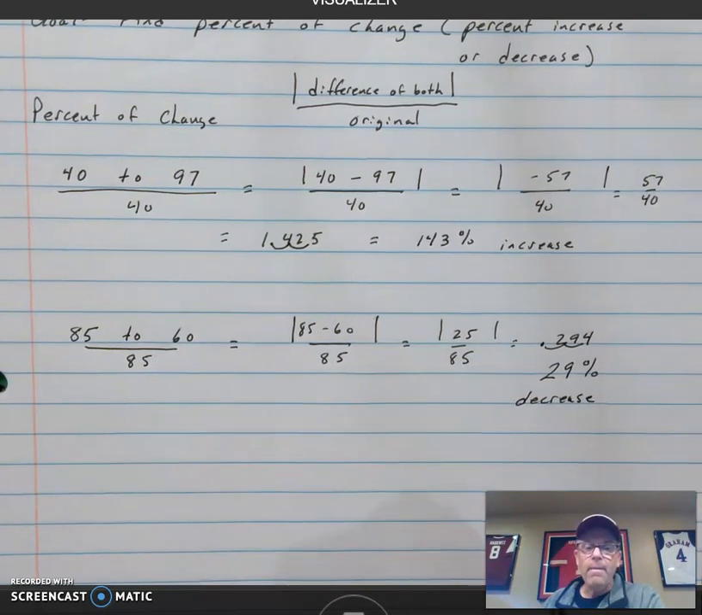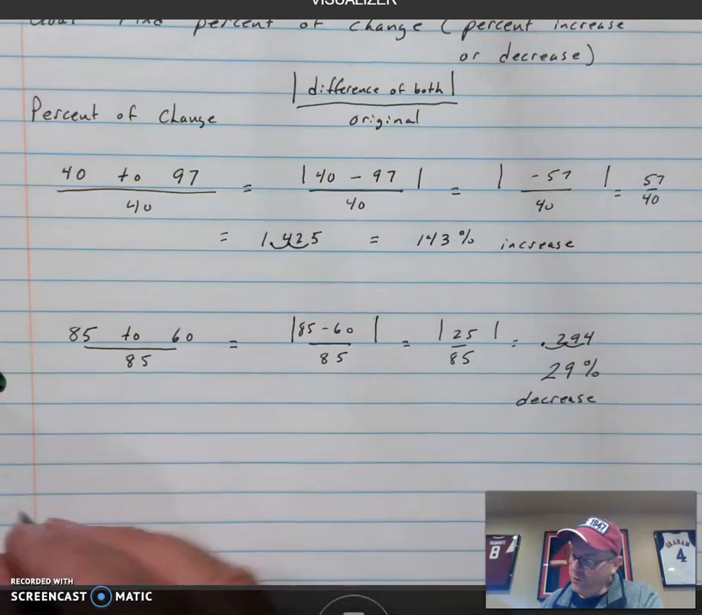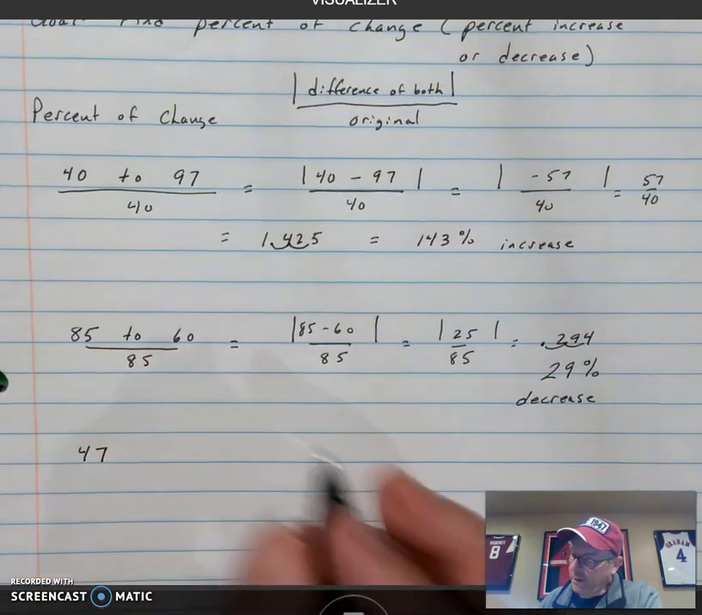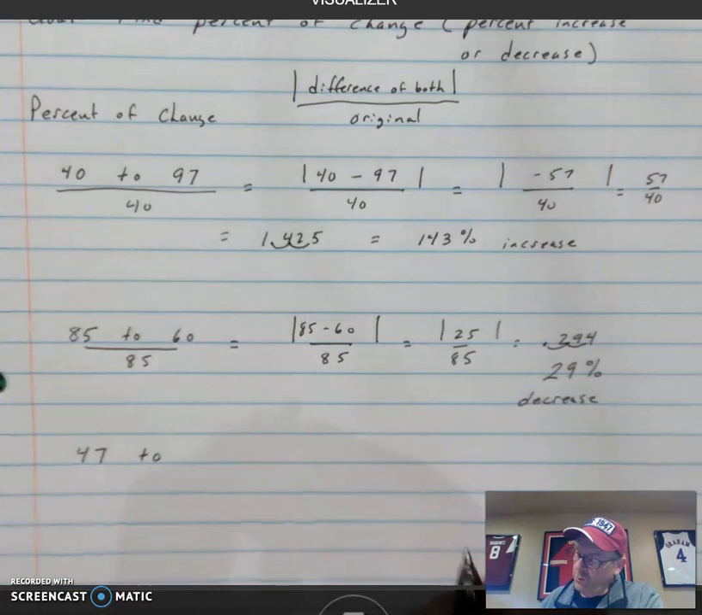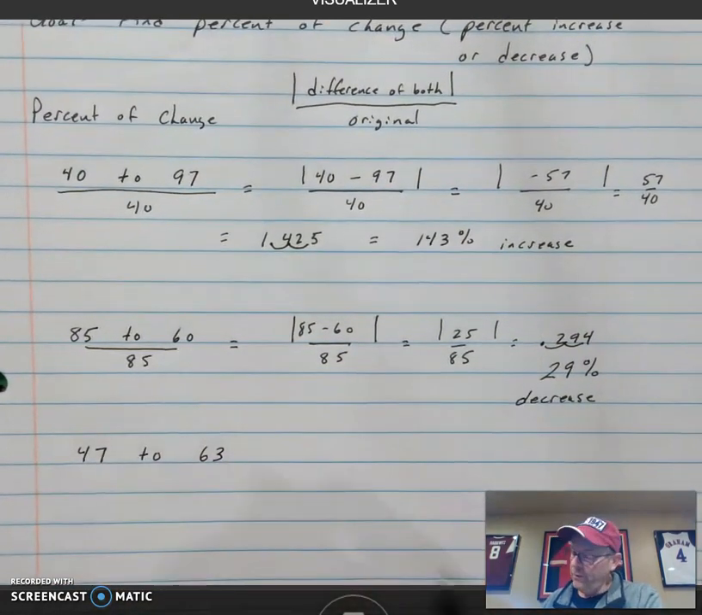Okay? I'm going to give you a little head start on this one. As you can tell, the math is incredibly complicated. You totally have this one. So let's say to start with, we're at 47, and we go to 63. So I want to know the percent increase or decrease.